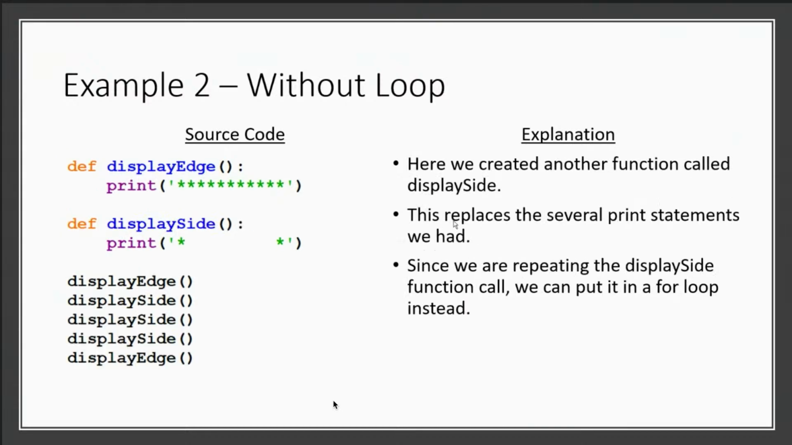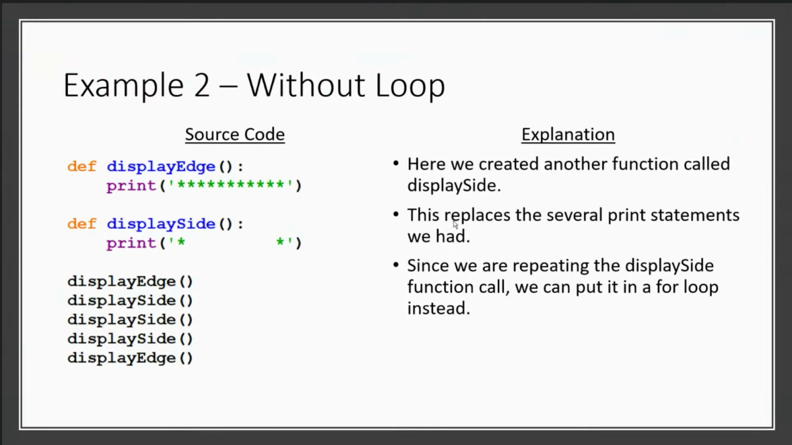We're going to create a function display side. So for display side, I'm going to say is these 2 asterisks with a space in between. And now to create my box, all I have to do is I'm calling a function display edge, display side, display side, display side, and then display edge. So if I wanted my box to be longer, I could just call the function of display side some more times and then display edge at the end.